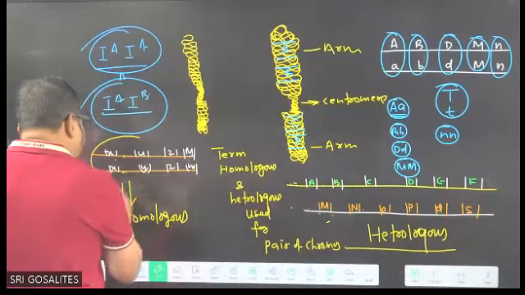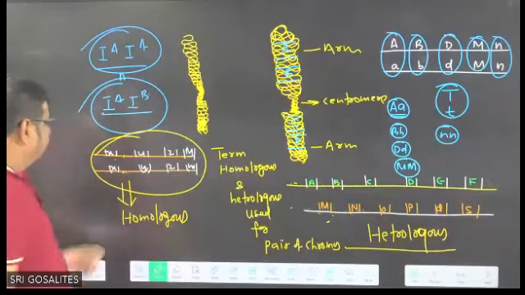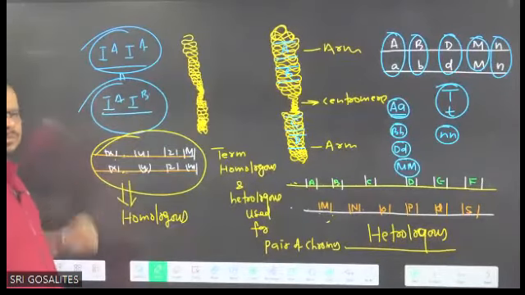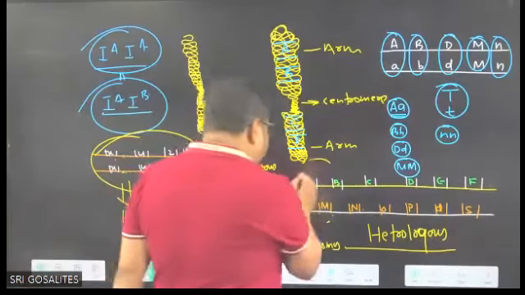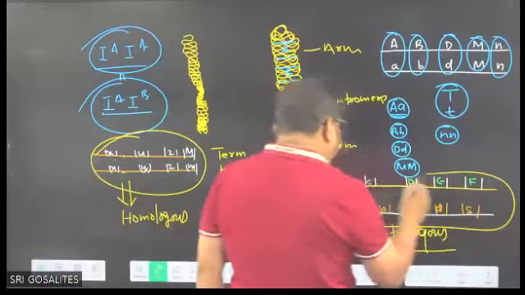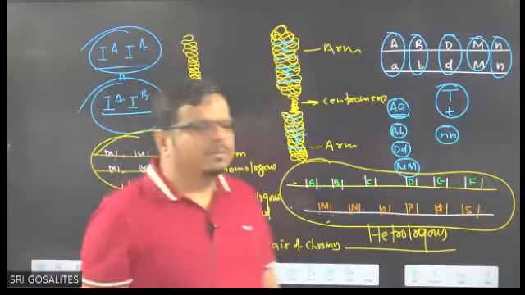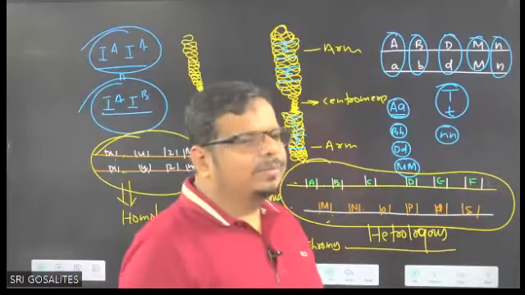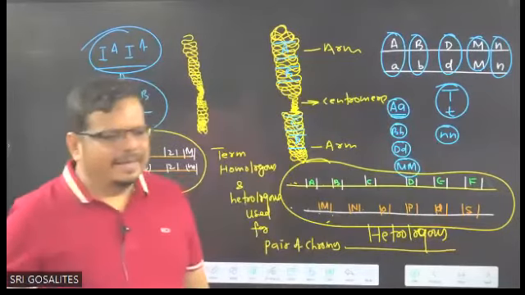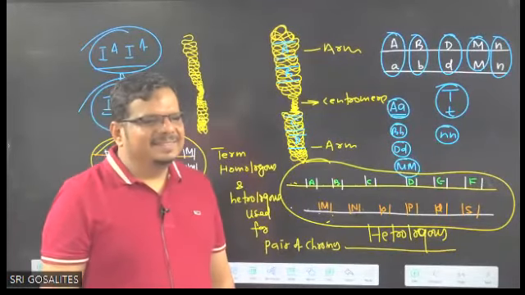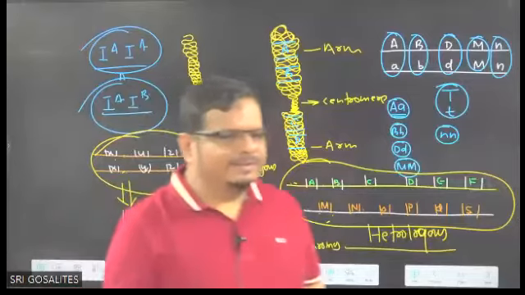So this is a pair of chromosomes. It is a homologous pair of chromosomes. These are also a pair of chromosomes, but they are not a homologous pair. They are a heterologous pair of chromosomes. Did it come to your mind or not?